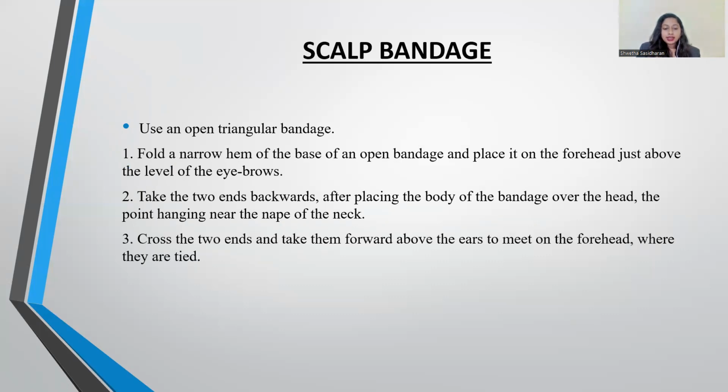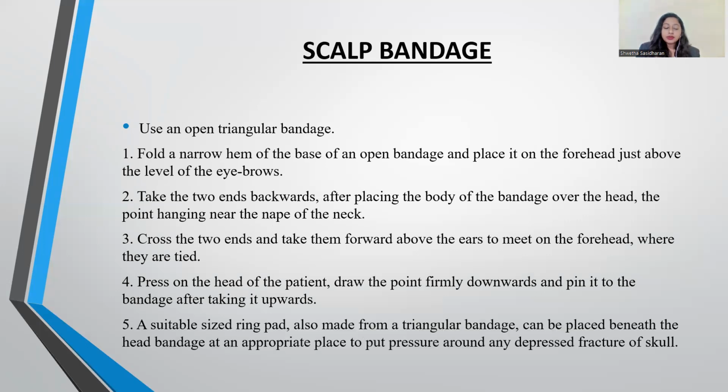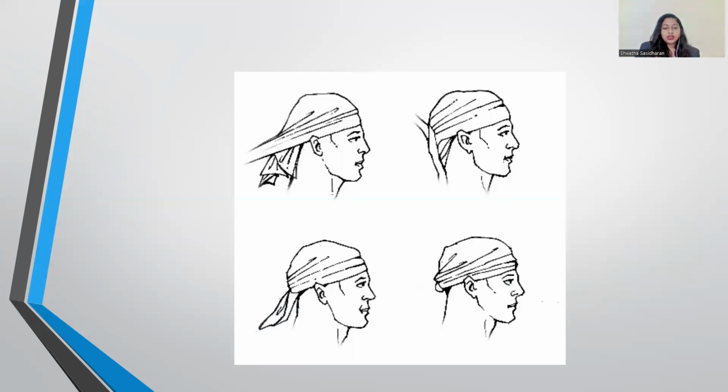Cross the two ends and then take them forward above the ears to meet on the forehead where they are tied. Press on the head of the patient, draw the point firmly downward and pin it to the bandage after taking it upward. A suitable sized ring pad, also made from the triangular bandage, can be placed beneath the head bandages at an appropriate place to put pressure around any depressed fracture of the skull. So somewhat around this way.